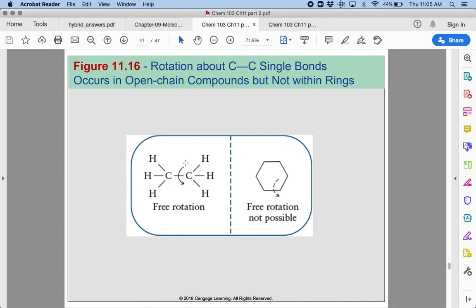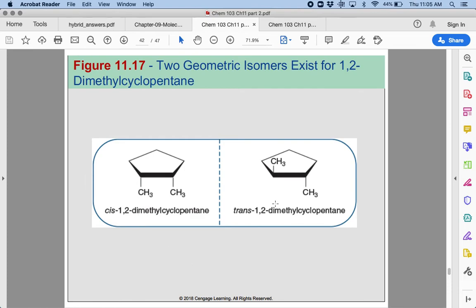So right, in a single CH bond, in a single CC bond that's linear, this can rotate freely. But when the CC bonds are all kind of tied up in a ring, it's not possible for it to rotate anymore. So here's a perfect example of that geometric isomers. We have a cyclopentane. Let's start with numbering here. We'll say 1, 2, 3, 4, 5. So we would call this 1,2-dimethyl cyclopentane. When we count this, 1, 2, 3, 4, 5.